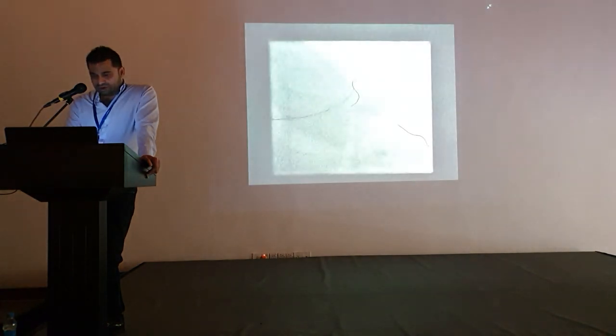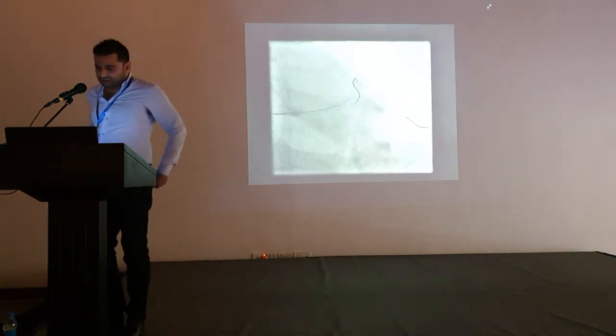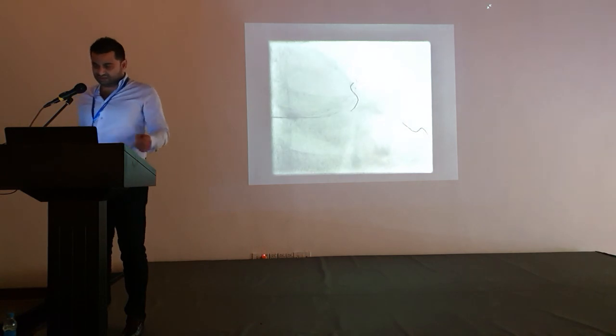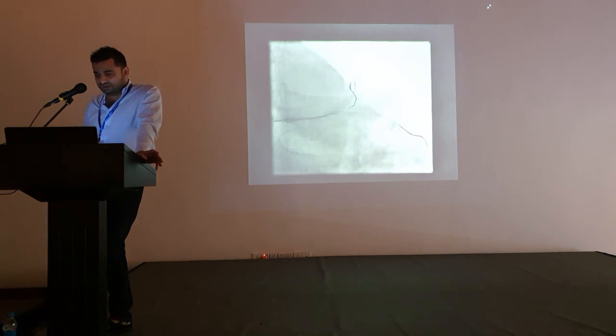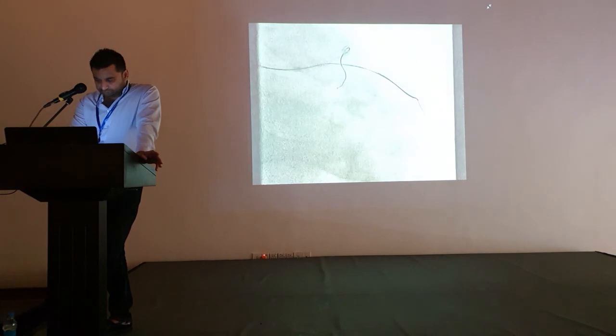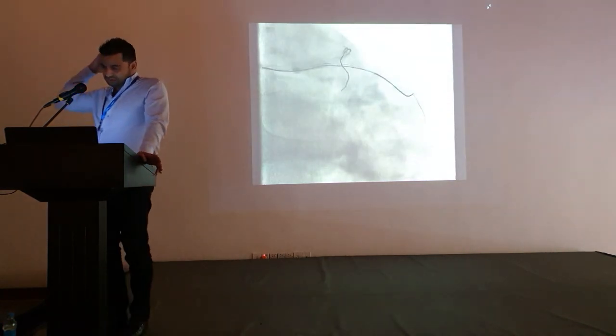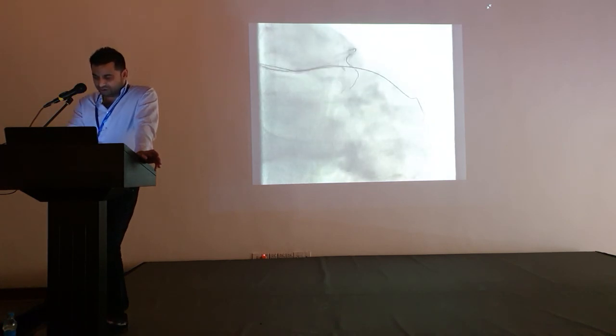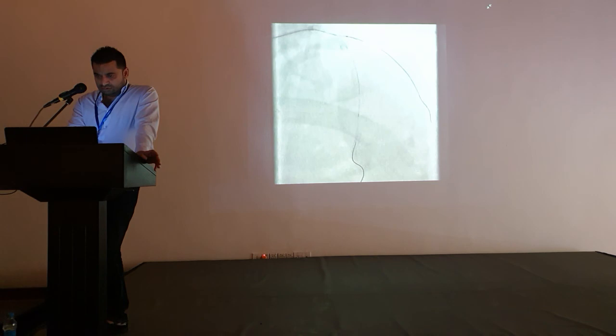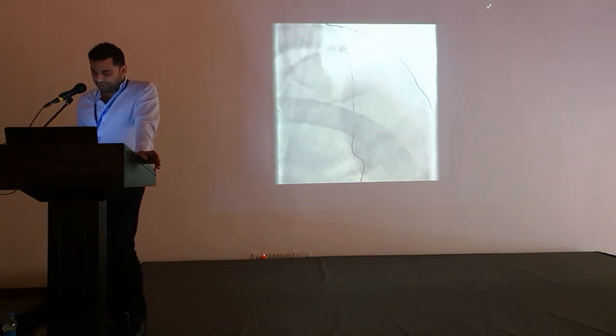And then the wires were exchanged again. And this time I took a Fielder XTA, went through the stent strut and then came back and managed to wire the diagonal. And then the jail wire was removed. The next thing is we opened up the strut with a 1.5 balloon again.